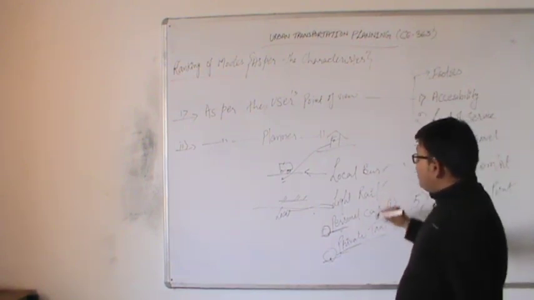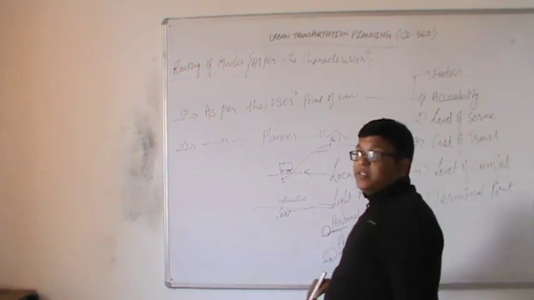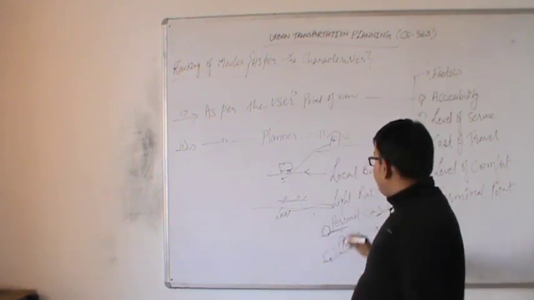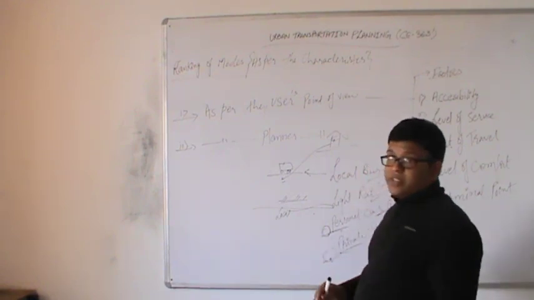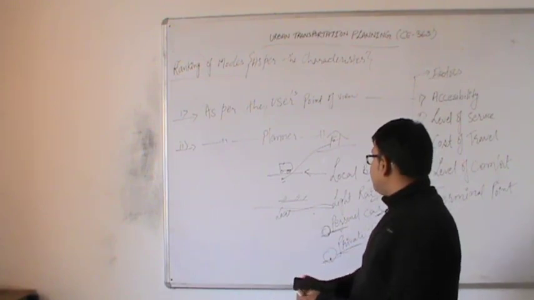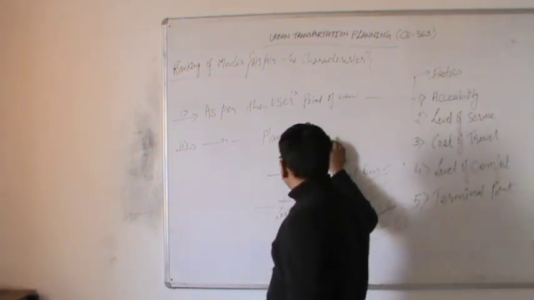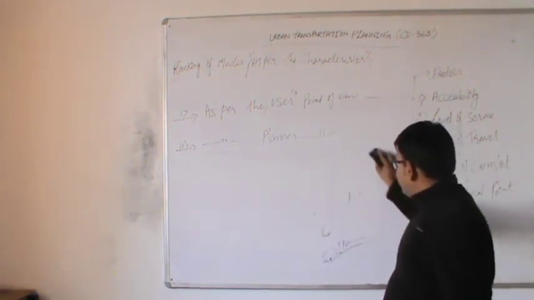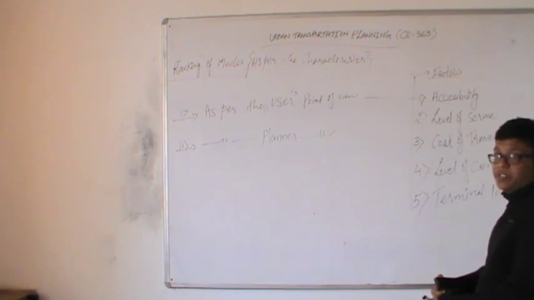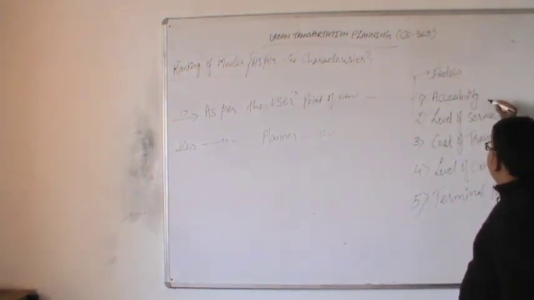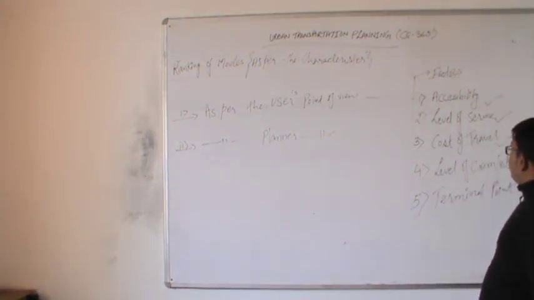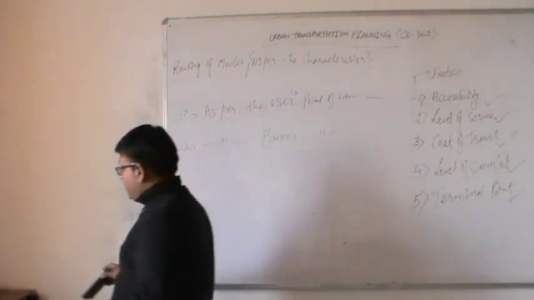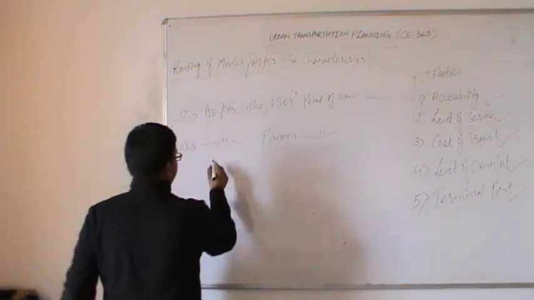Similarly, depending upon the distance of the terminal point from the user's point of view, or from the starting point where he is standing, the ranking of these modes will be defined. So the terminal point is also one of the factors which affects the ranking of modes from the user's point of view. So there are five important factors from the user's point of view: accessibility, the level of service, the cost of travel, the level of comfort, and the terminal points.